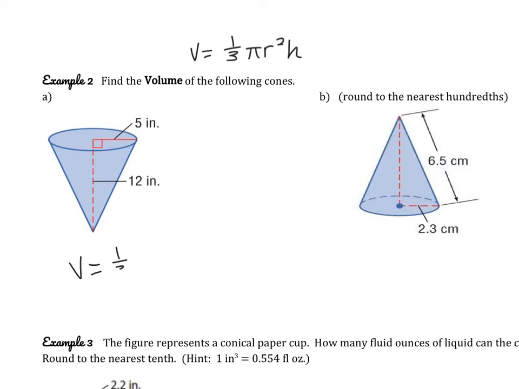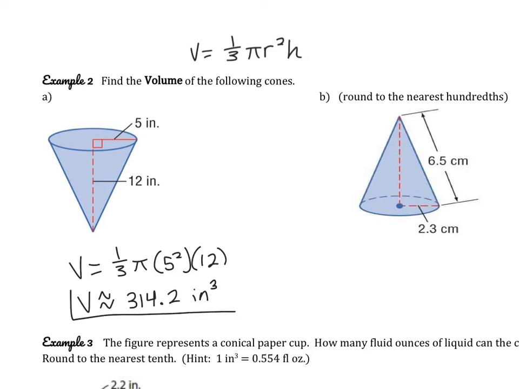So here the volume is 1/3 times pi times 5 squared times 12. And again, let's get a decimal approximation in our scientific calculator. Here we should end up with a volume of approximately 314.2 inches cubed.